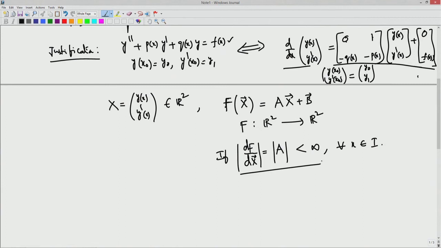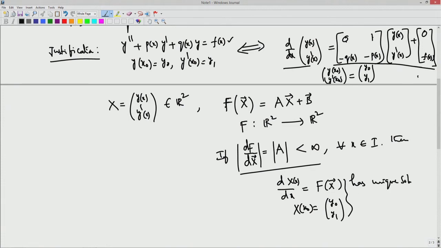So, if this is satisfied, then the system dx by dx equal to f of x has a unique solution with x at x naught equal to some y naught, y1. That is what is given. So, this has a unique solution in I.